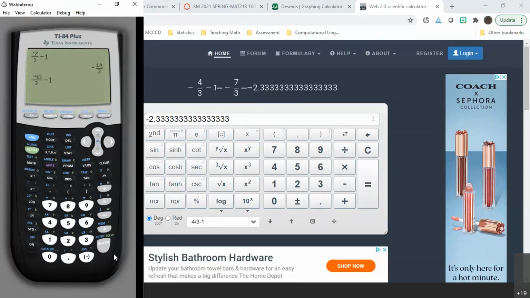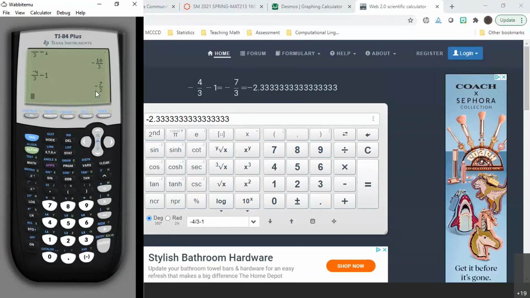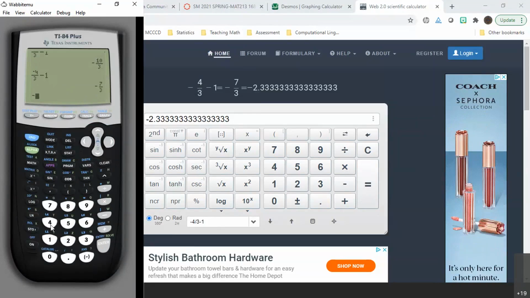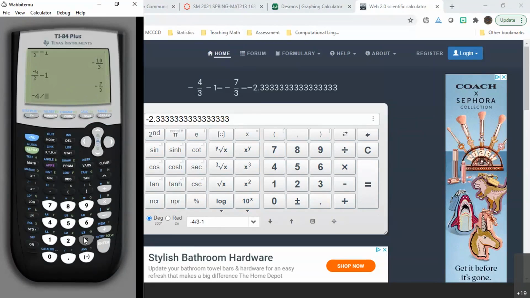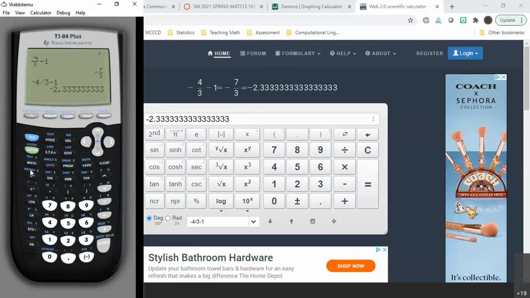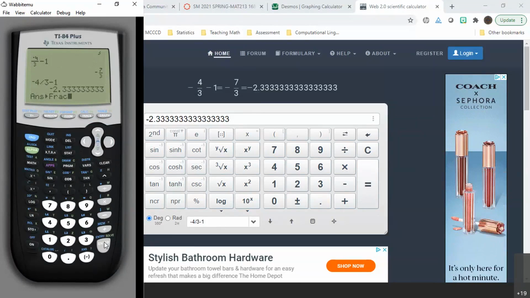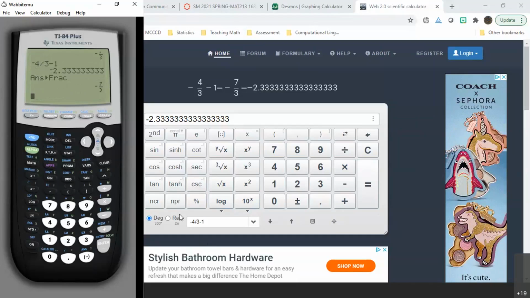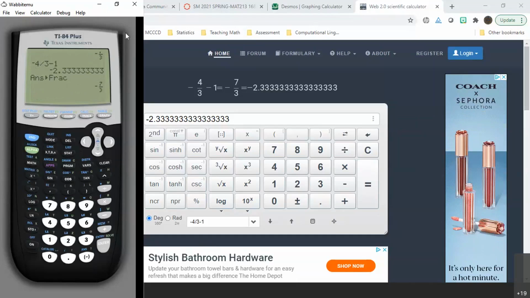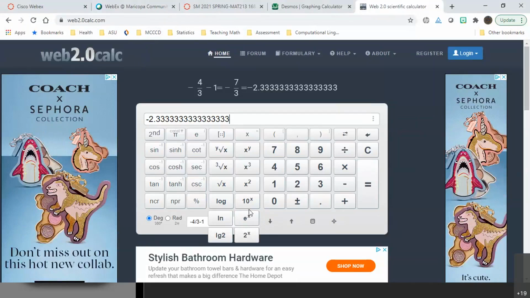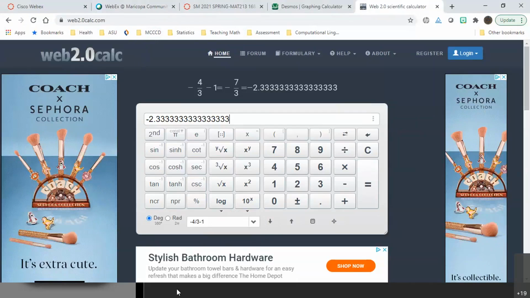Okay, so let's do that again. Negative 4/3 minus 1, negative 7/3. Okay, if you don't like the fraction template, negative 4 divided by 3 minus 1, decimal, then math frac. Okay, either way, you can do this on your calculator. Don't fight with this, doing it in your head if you're not comfortable. Okay, use the technology.